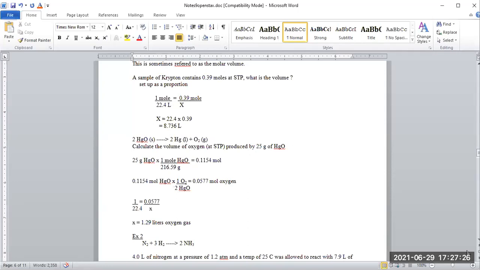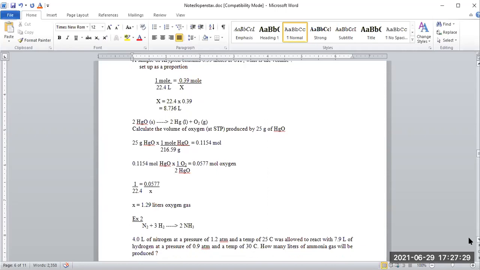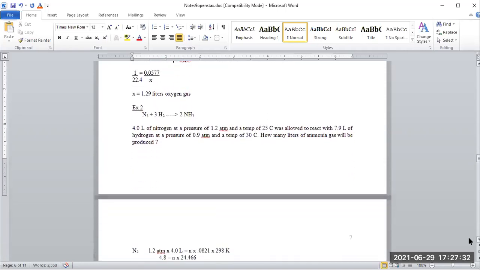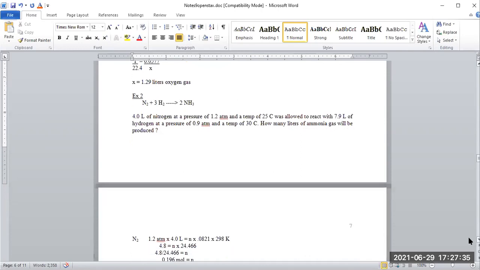Now, sometimes the information starts out more complicated. I have nitrogen gas and hydrogen gas making ammonia. Also, I don't have 1-to-1 anything here. I've got 1, 3, and 2. The other information that I'm given is not in grams and it's not in moles. It's in information that uses the ideal gas law.